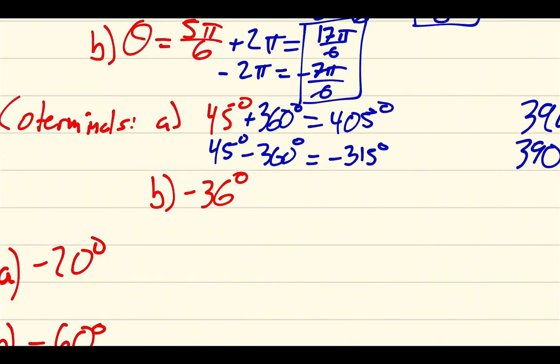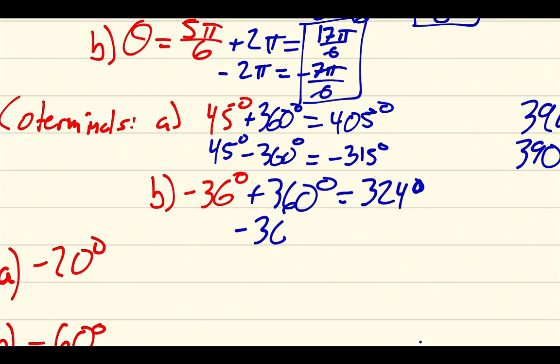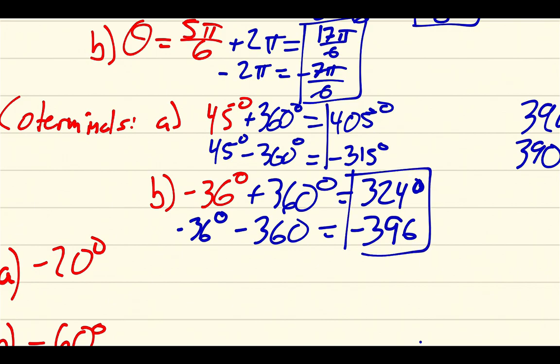So for negative 36, I'm going to add 360, and we end up with positive 324 degrees. And if I subtract 360 from negative 36 degrees, oh, sorry, not negative 360 degrees, I did it again. From negative 36 degrees, there we go, we get negative 396. So for coterminal angles, make sure you're adding and subtracting 360 multiple times if needed.